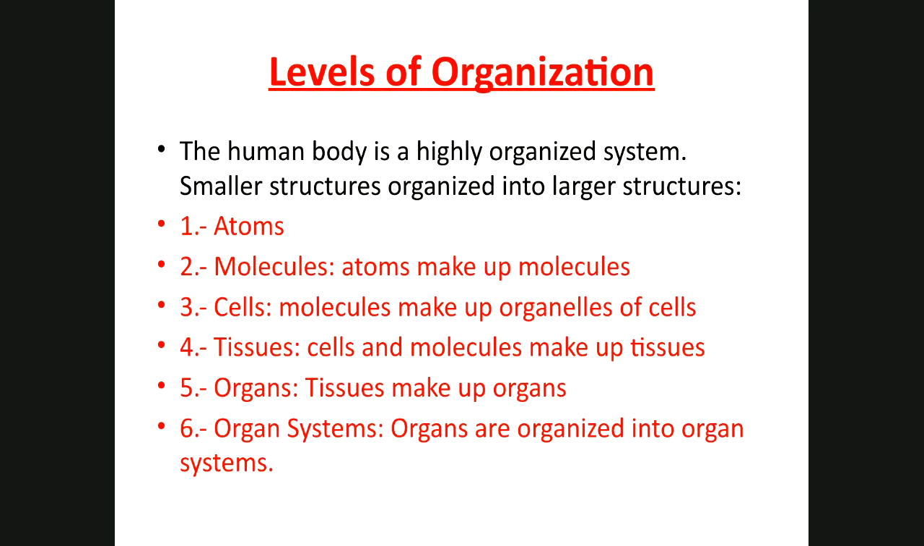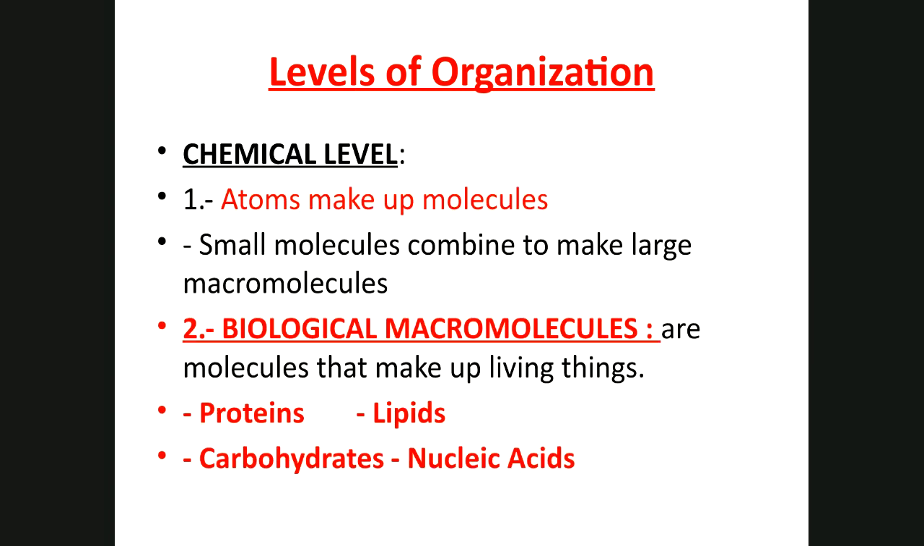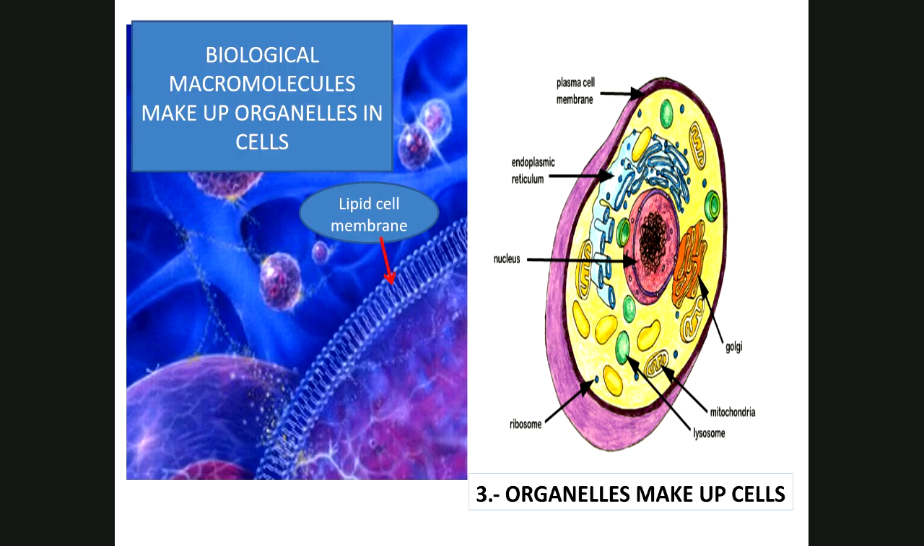Macromolecules combine to make organelles, which are structures that make up cells. So we go from atoms to molecules to organelles to cells. So cells are the smallest living things in the body, the smallest living entities, and they are made by macromolecules that create these organelles in the cell and are in charge of the functioning of the cell. So cells combine to make tissues.